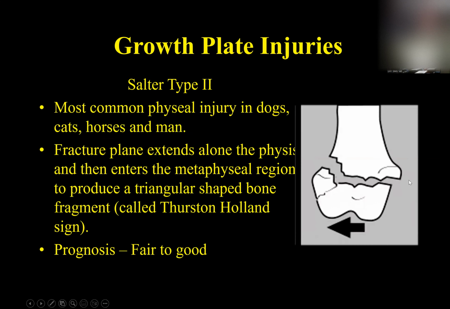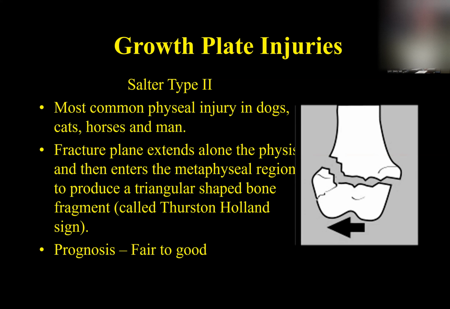A Salter-Harris type 2 fracture is a fracture that goes through the growth plate, but then exits through the metaphyseal region of the bone. That is a Salter-Harris type 2 fracture. The prognosis for a Salter-Harris type 2 fracture is also pretty good if you fix it. If you don't fix it, it's going to be poor. Okay, so Salter-Harris type 2 goes through the growth plate but exits the metaphyseal region of the bone.